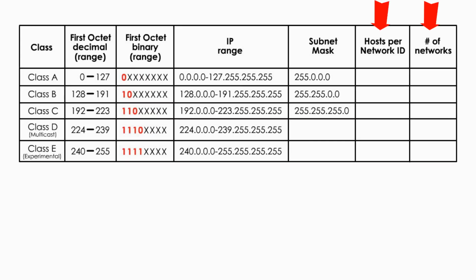Now let's calculate the number of networks and the number of hosts per network for Class A, B, and C. And we will use the subnet mask as a calculation tool. Here is how it works. To get the maximum number of hosts per network, we use a simple formula. H equals 2 to the power of x minus 2, where H stands for the total number of usable host IDs, and x stands for the number of zeros in the subnet mask. And we must subtract 2 because one ID is reserved for the network and one ID is reserved for broadcast.